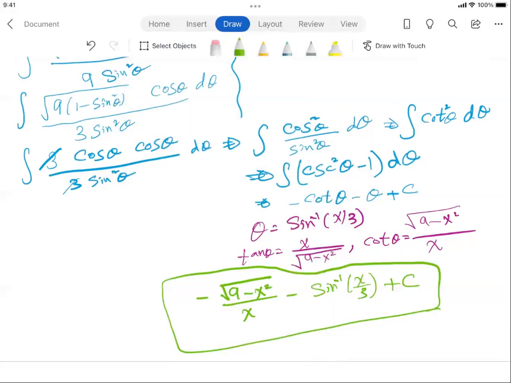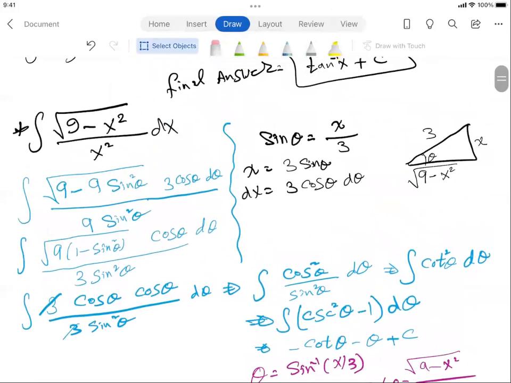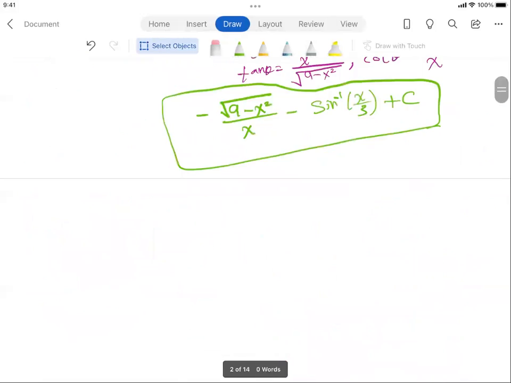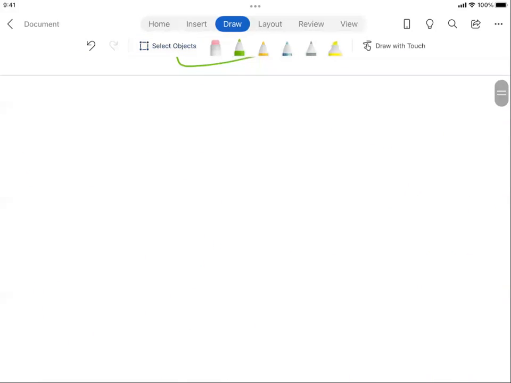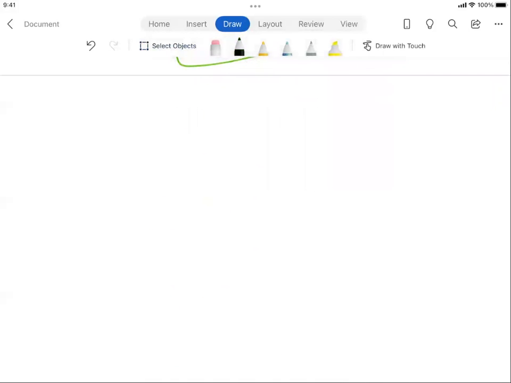So as you can see, this has really good applications to solve a problem of the form, as in this problem, which is the square root of 9 minus x squared divided by x squared, and solving it in another way, like directly dealing with x, would be very tough. Let's move on to another problem.